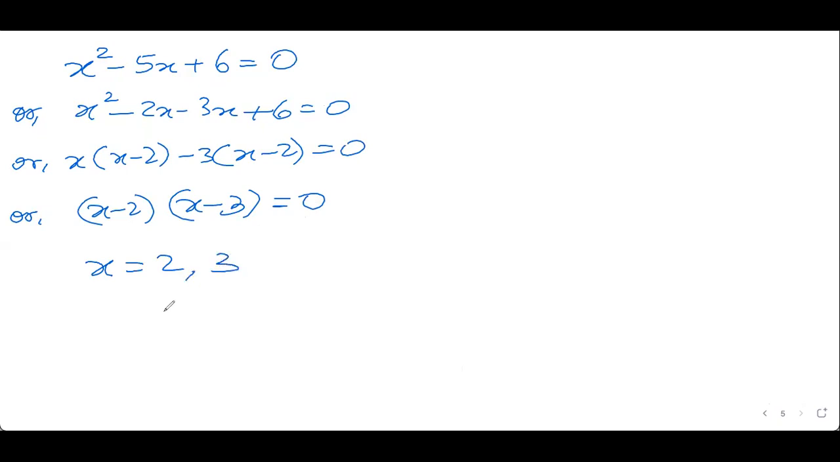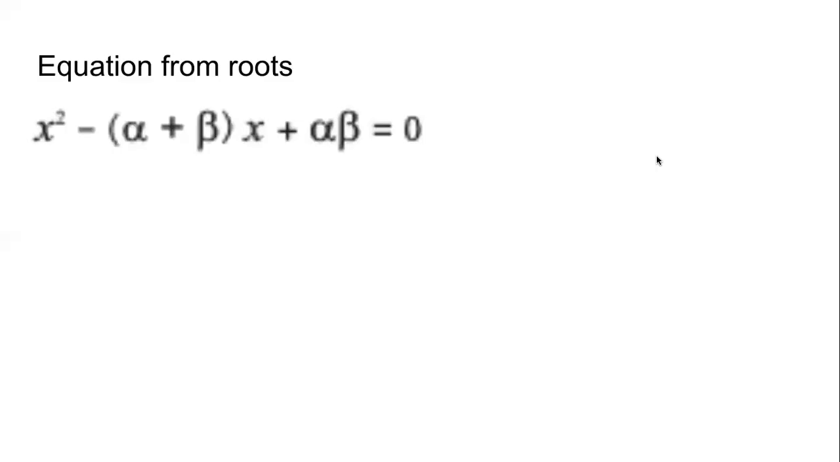यहीं से तो हमने शुरू किया था. We said that the roots are 2 and 3, and then we found this equation. So our equation is correct. If the roots of a quadratic equation, we don't know the equation, are alpha and beta, then we can form that equation with this formula: x square minus of alpha plus beta x plus alpha into beta, sum of the roots and product of the roots.